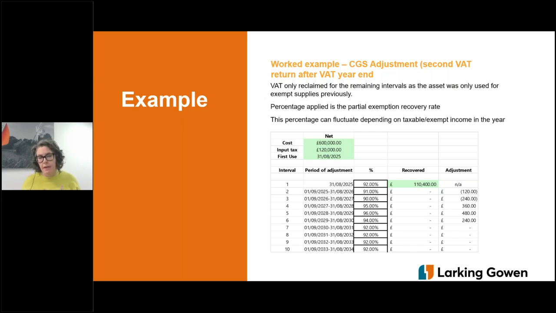And then if the residual recovery rate increases, as we've shown in later years, to say 96%, we're going to claim a bit more VAT back. So that's how the capital goods scheme works.